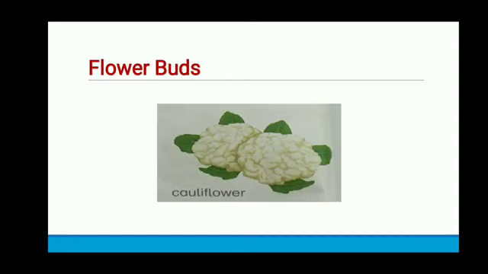Our next vegetable is flower buds. A flower bud is also a part of a plant. They grow above the ground. Here we have an example of a flower bud, that is cauliflower. The white part of a cauliflower is the vegetable and it is surrounded by leaves.